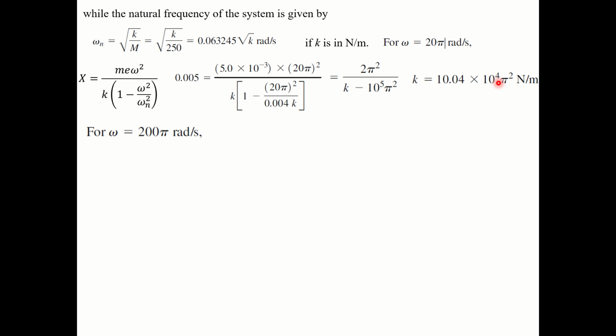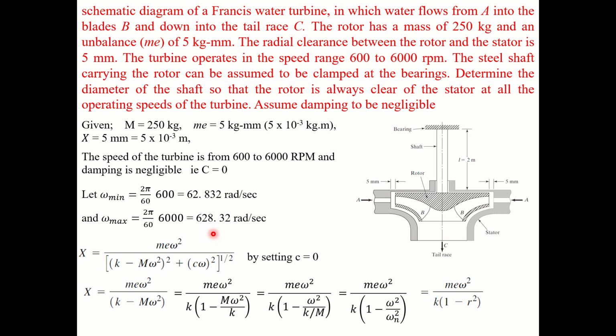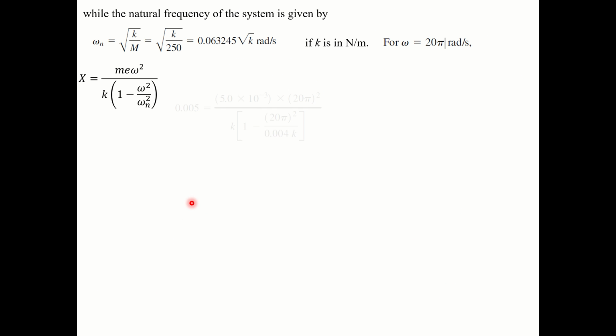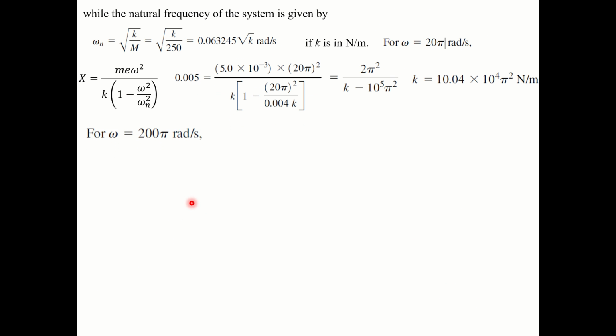Now you have another condition where it is rotating at 6000 rpm. At that time the frequency is 200 pi. Here we solved it, not keeping it in pi but in numerical value. 200 pi: 2 into 100, 200. That's simple. If you don't want to, you can keep it in pi, or you can keep it in value 628 rad per second.